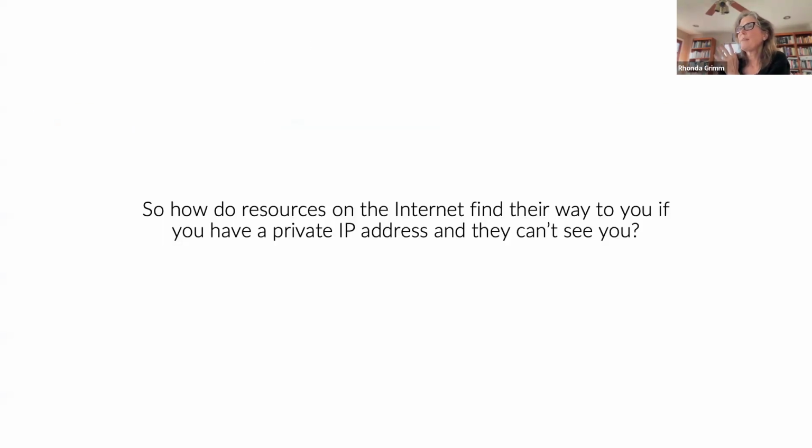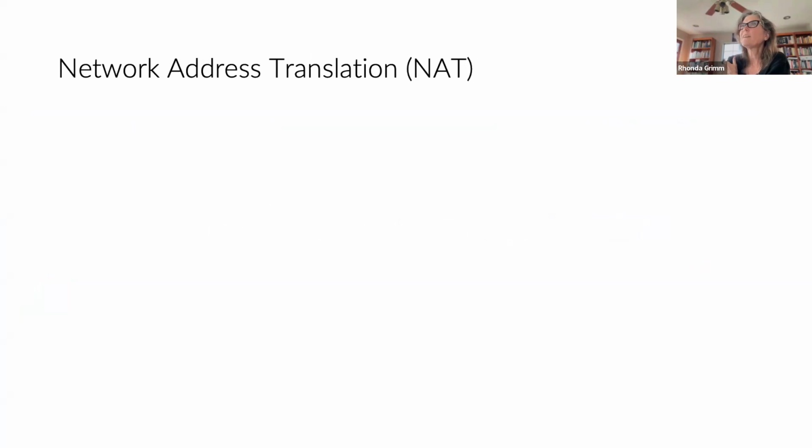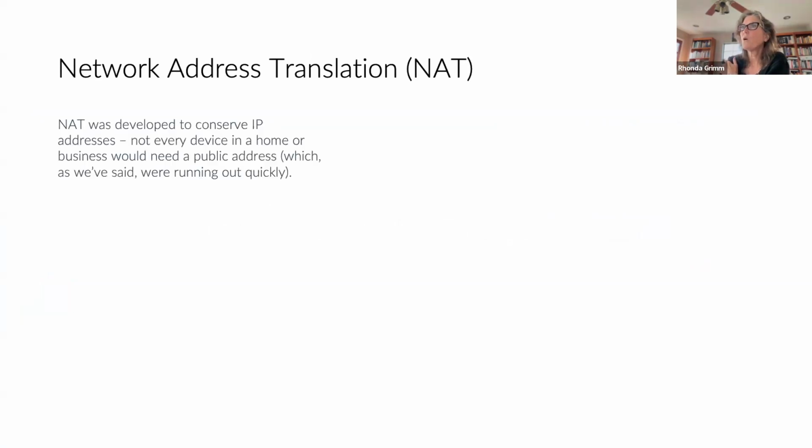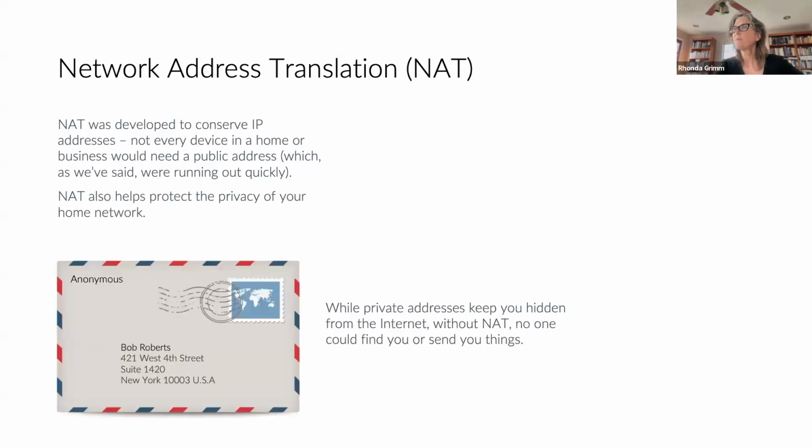So that begs the question, how do resources on the internet find their way to you if you have a private IP address and they can't see you? So enter network address translation. NAT was developed to conserve IP addresses. Like we said, not every device in a home would need a public address. They were running out quickly. So this is great. And it also is a privacy thing. It hides your network from the rest of the world.